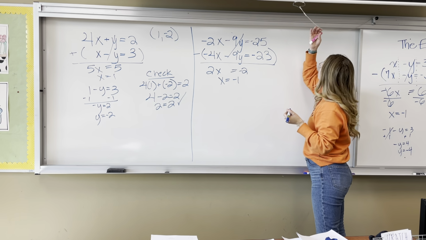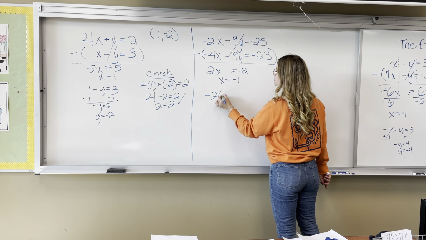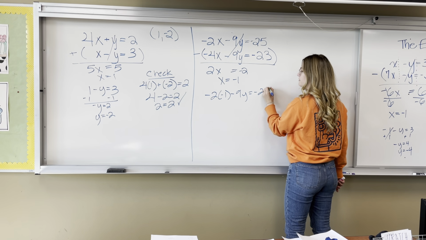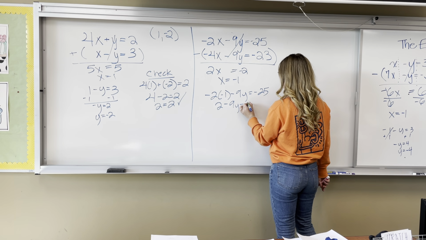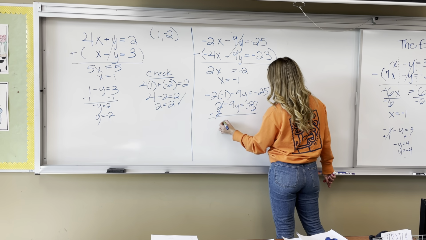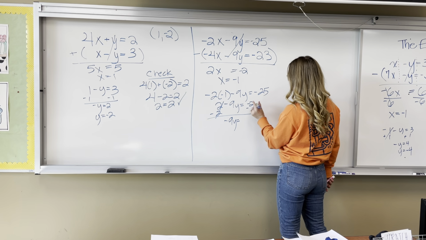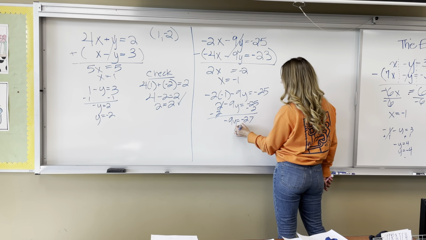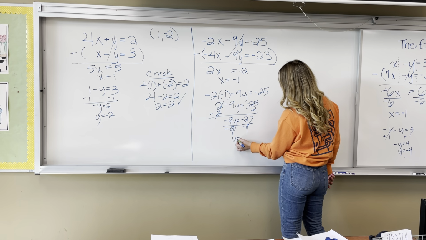Pick an equation, the top one, and solve for y. So negative 2 times negative 1 minus 9y equals negative 25. This is 2 minus 9y equals negative 25. Subtract 2, negative 9y equals negative 27. Negative 25 minus 2 is negative 27. Divide each side by negative 9, and you get y equals 3.